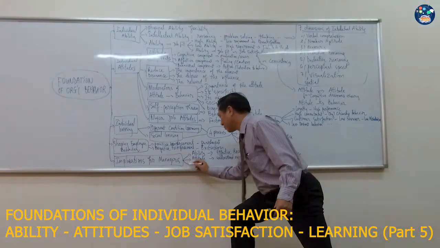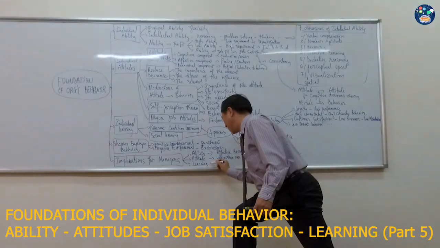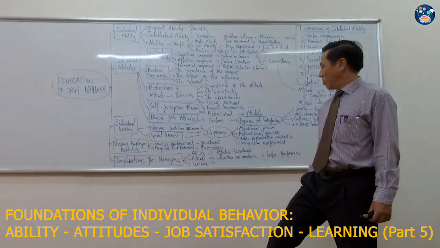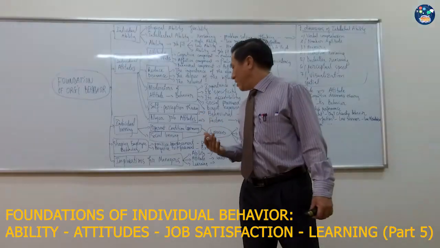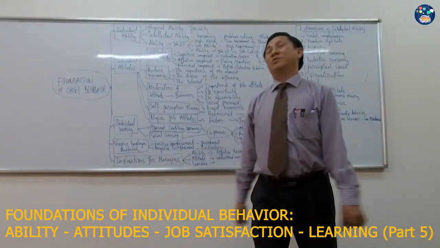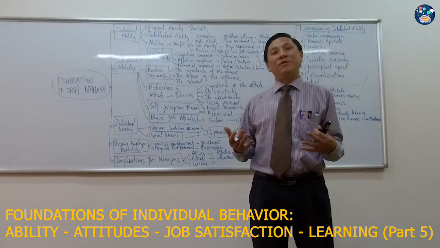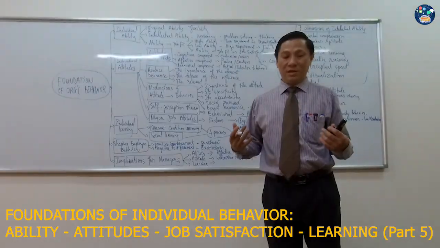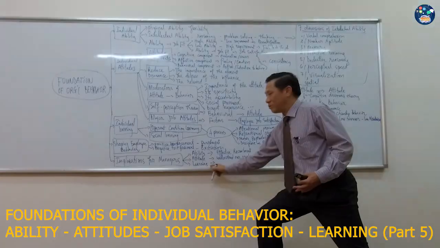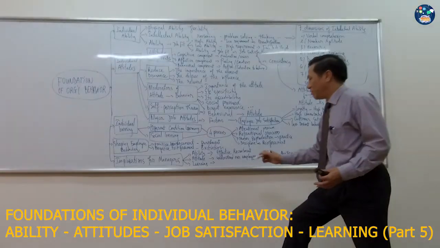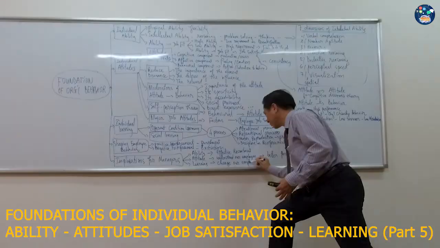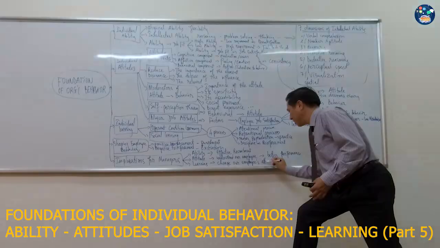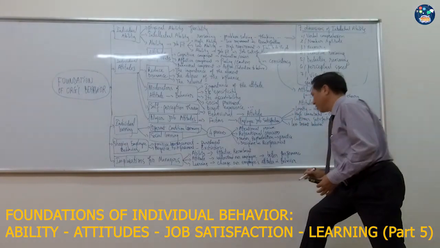And the last one, why should we care about individual learning? It means our employees' learning. Why? As a manager, we care about individual learning because we know that learning leads to change. So in order to change our employees' behavior and attitudes effectively, we have to know how to improve learning. We make the employees learn first so that we can change our employees' attitudes and behavior effectively.